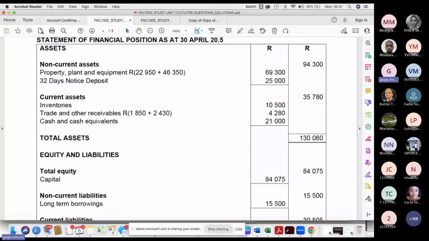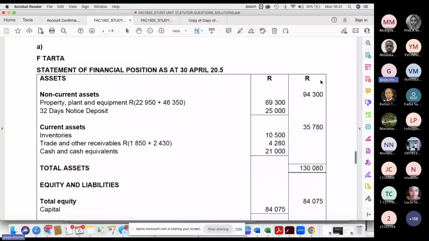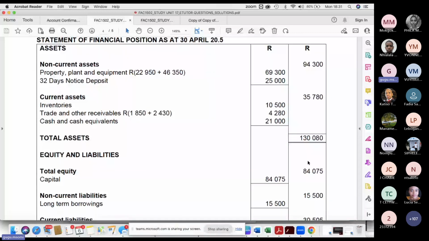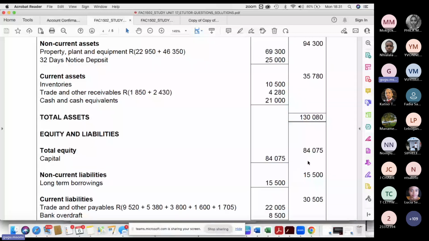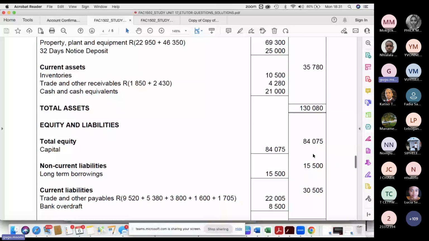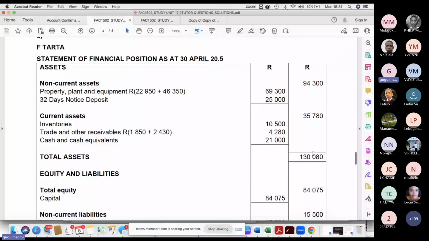Okay, so you total up your assets and you get 130,080, and then if you remember from the beginning of your studies, the accounting equation, your balance sheet needs to balance. So the total of my equity and liabilities needs to add up to 130,080 for my balance sheet to balance, and your statement of financial position to balance. Apologies, we still called it balance sheet in my time, for it to balance.